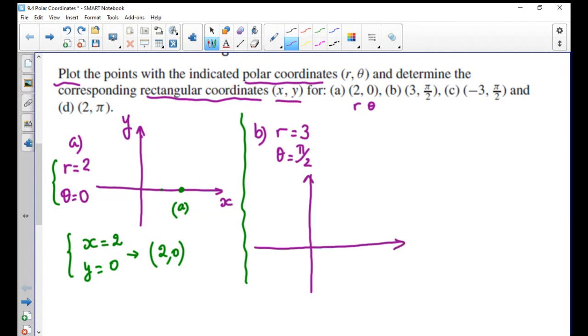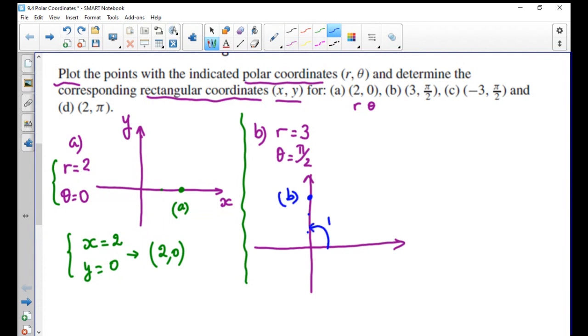Can you see theta equal pi over 2? That means this point is where? It's on the y-axis. Theta, 90 degrees, pi over 2. And because r is 3, that means 1, 2, 3. Here is the point B.